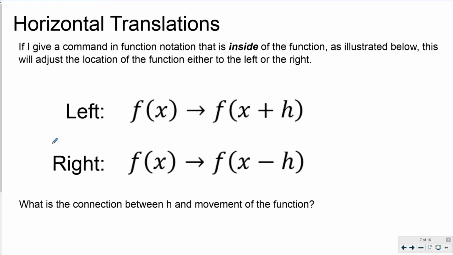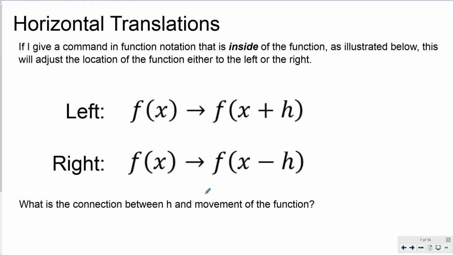If I give a command in function notation that is inside of the function, as illustrated below, this will adjust the location of the function to either the left or the right. You would expect to say positive to the right, negative to the left. Well, it's backwards. On the left, if you see f of x plus h, you're going to shift the graph to the left. If you do f of x minus h, it's going to shift the graph to the right. Notice that h, controlling horizontal movement, is inside of the function, so it's with the x. The k is outside of the function, so it's not with the x.